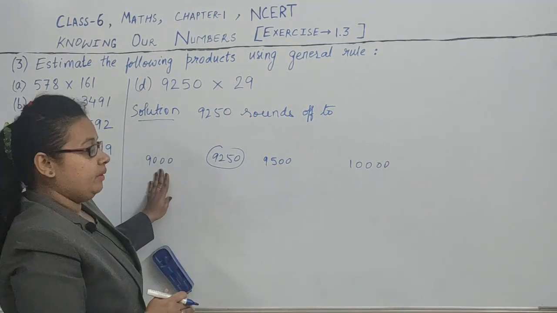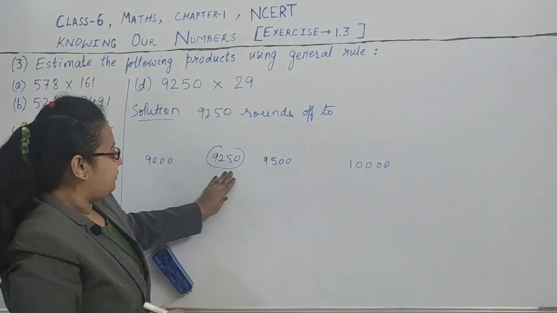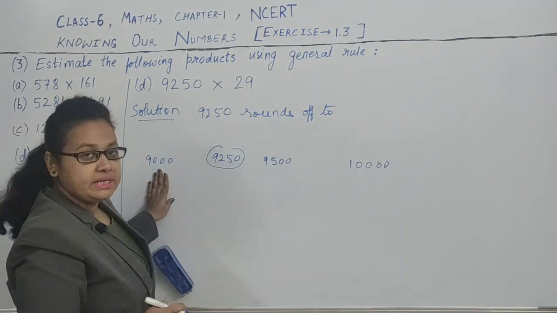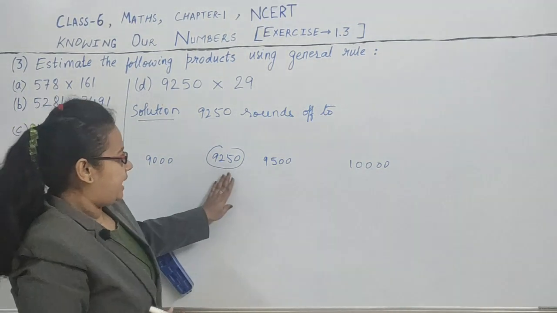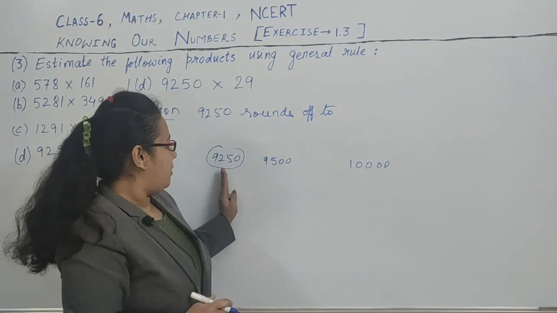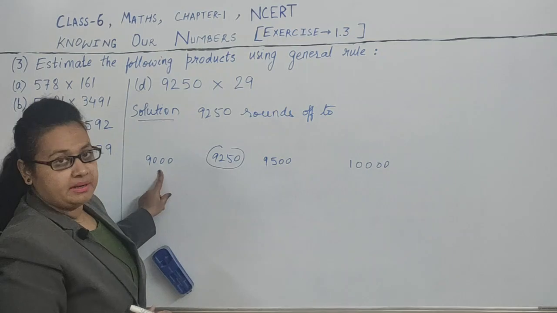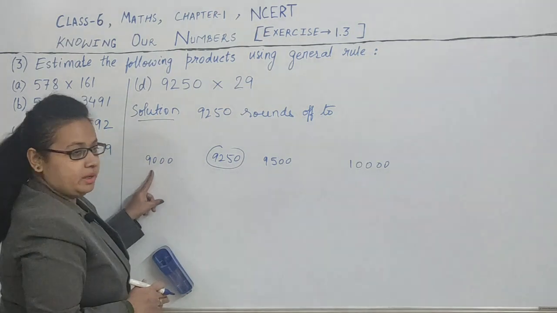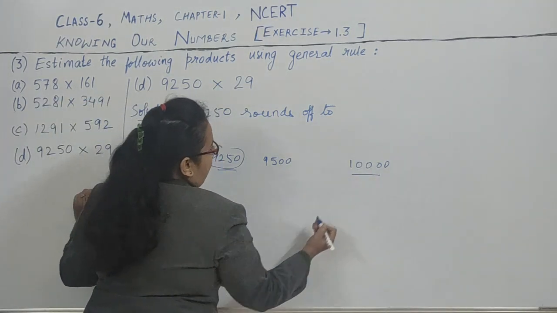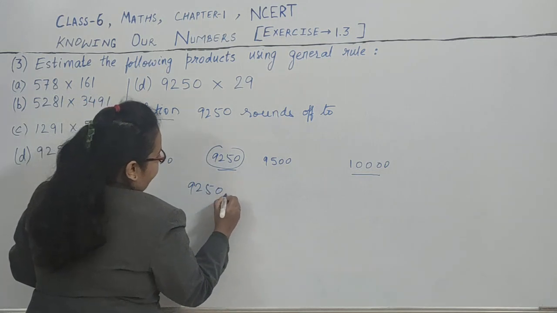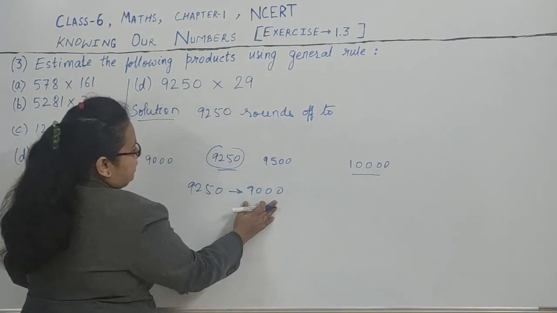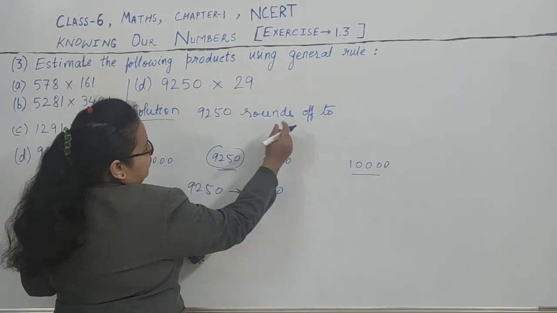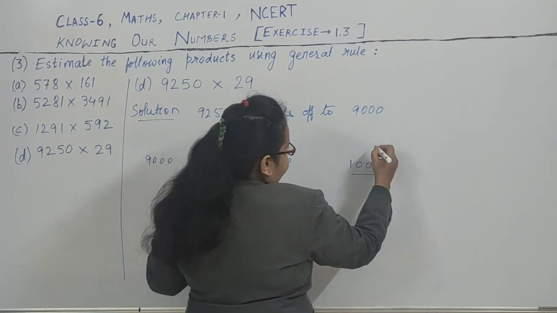It means this number is closer to 9,000. So we will round off this number to this 1000, that is to 9,000. It will be rounded off to 9,000 because the nearest 1000 is this, and this 1000 is a little far from this number. It will not be rounded off to 10,000. So 9,250 will be rounded off to 9,000 to the nearest thousands because this is closer to 9,000. Right, so this rounds off to 9,000.